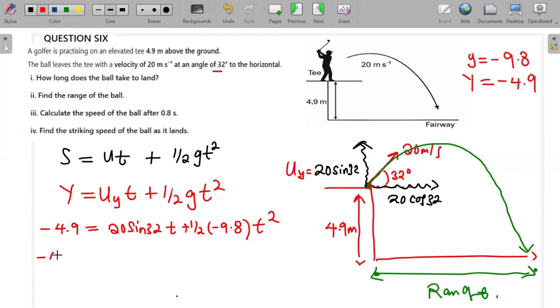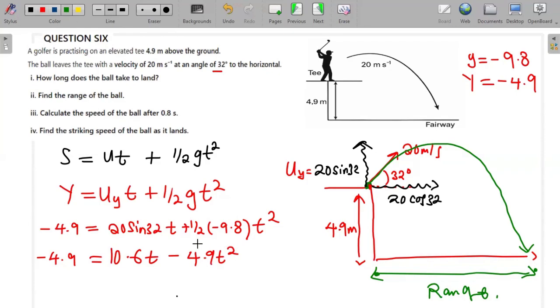So that would be minus 4.9 is equal to this part here, 20 multiplied by sine 32. That would be 10.6, so just round it off to one decimal place. So 10.6 t, and then minus half multiplied by 9.8, that's the same as dividing by 2. So that would be minus 4.9 t squared. So you see that we get a quadratic equation, right? So we just use the quadratic formula to solve it.